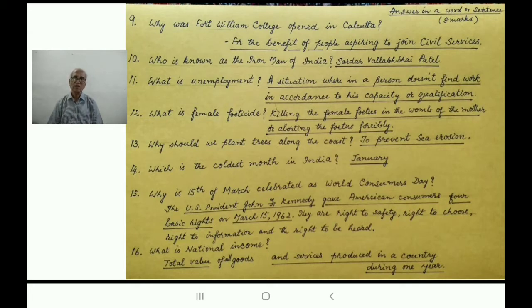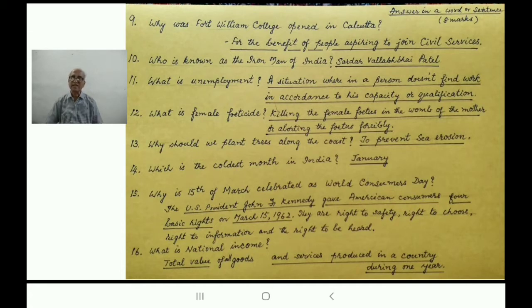16th question. What is national income? You have to define. You should know the simplest definition that you can write. Total value of goods and services produced in the country during 1 year. We produce goods. You can find out what worth they are from the viewpoint of economy. Then services, whatever services people render. In the service sector, we render services.